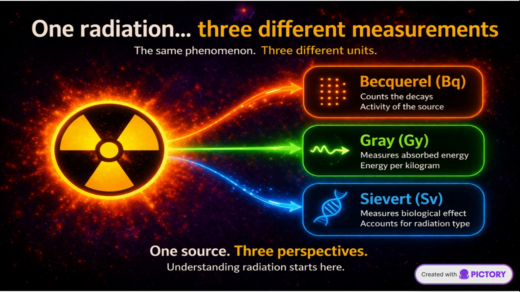Radiation, a single physical phenomenon. Atoms become unstable, nuclei decay, energy is released. But here's something strange. To describe this one process, we use three completely different units: Becquerel, Gray, and Sievert. Why? Why does physics, which seeks simplicity, need three separate measurements for the same reality?